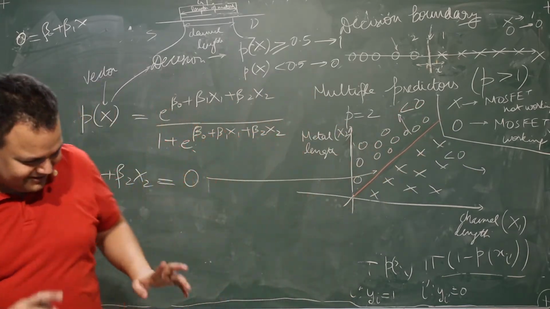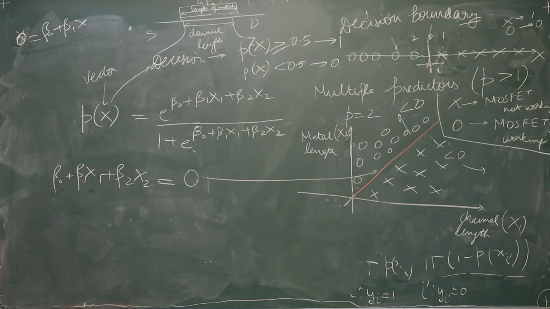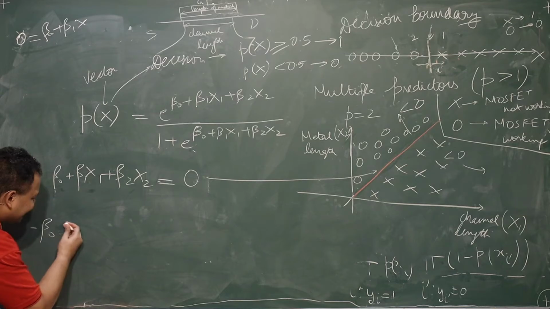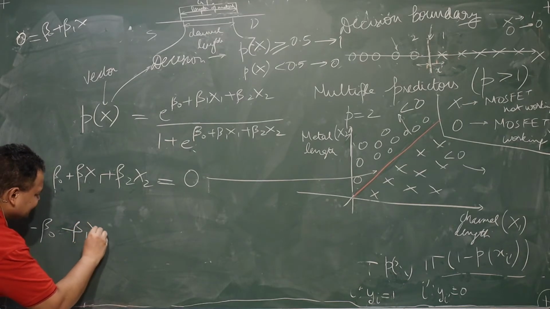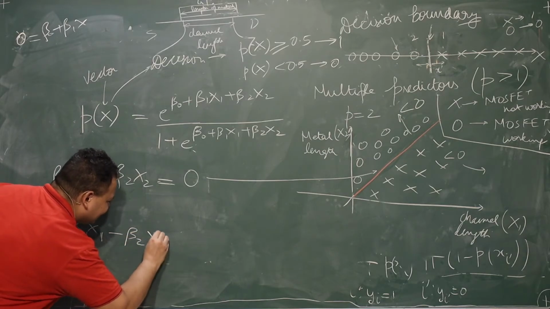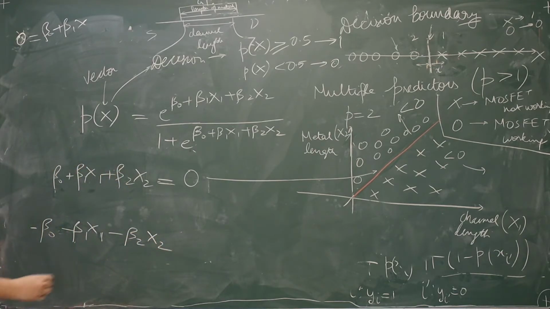Let me show you one thing. What is that thing? This line is exactly the same as beta 1 x1 minus beta 2 x2. Do you think these two lines are the same?